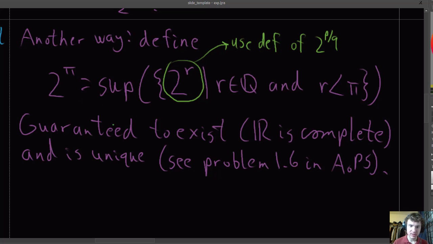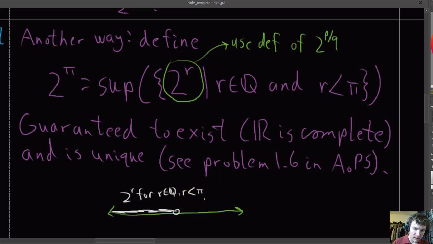So we've seen what supremum is. This is basically taking the number line, and there's all these numbers which come from rationals that are 2 to the power r for r in Q and r less than pi. And there's this whole here, because pi is not rational. So there's this whole here, and this is the supremum of that set.